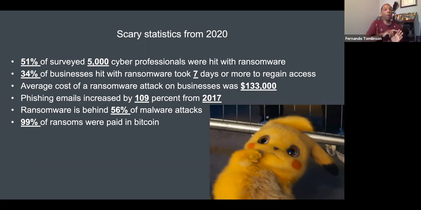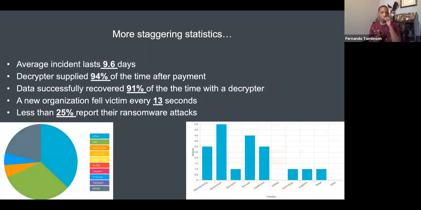Now, this is all based upon what we know, because not every organization is running to publicly release, one, that they were hit with ransomware, two, what the ransom was, and really three, whether they paid it or not. All right, so here's some more stuff. Average incident took about 9.6 days. Now, in cases where people paid the ransom, the decryptor was supplied 94% of the time.